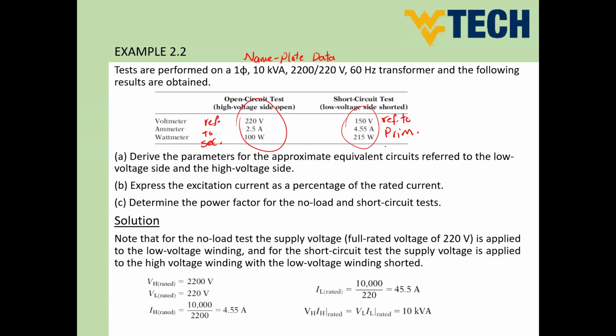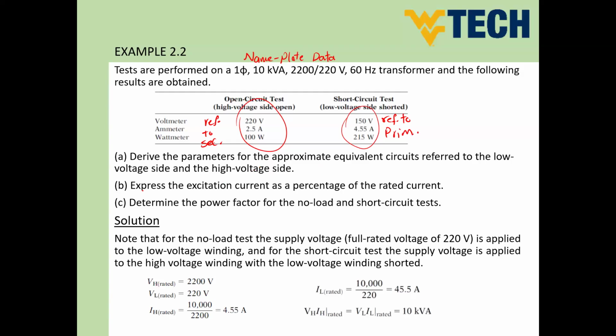Now, let's see, guys, how can we get the parameters. First thing here, guys, is derive the parameters for the approximate equivalent circuit, referred to the low voltage side and the high voltage side. So he needs to calculate the parameters on both sides just to train you on how to do the calculations on both sides. But practically, for sure, one side is enough.